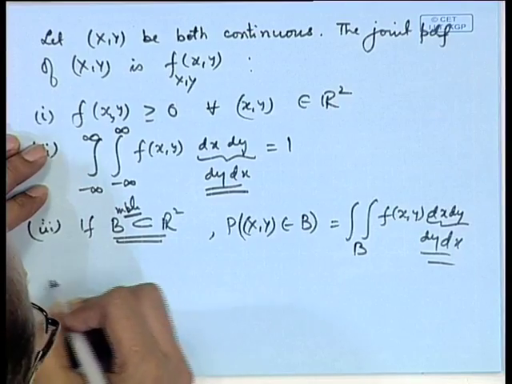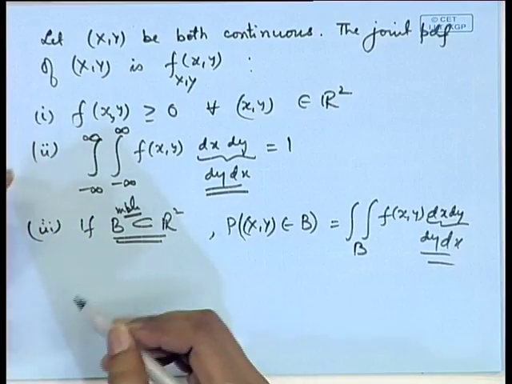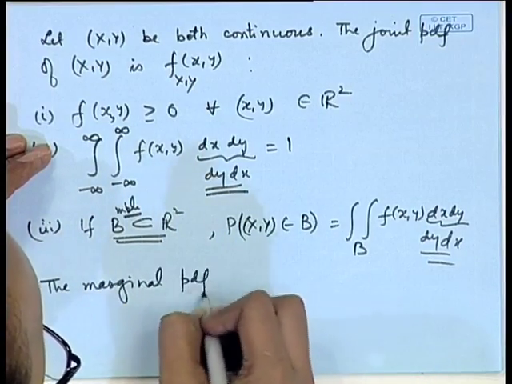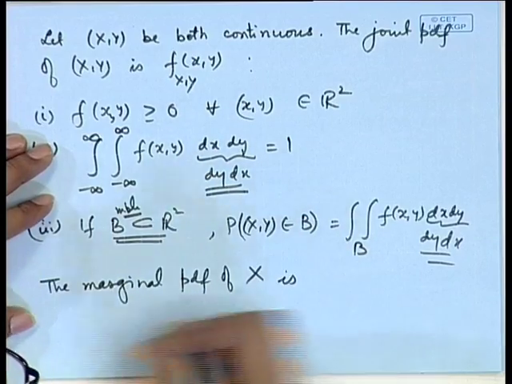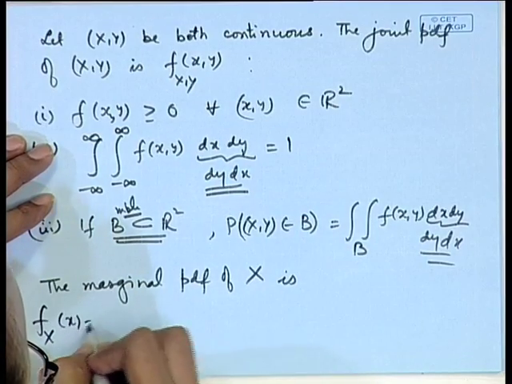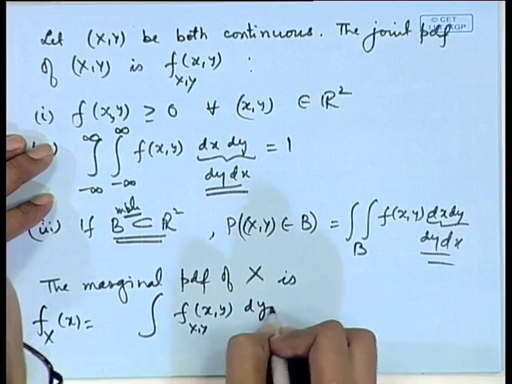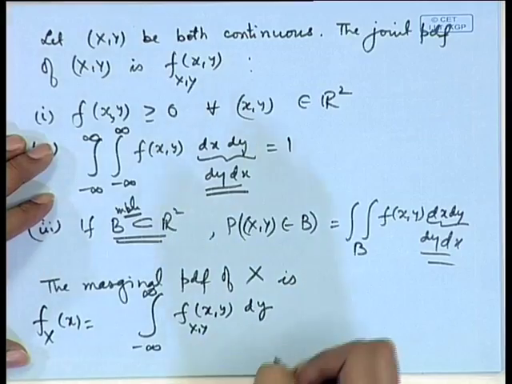Like in the case of the discrete random variable, one may talk about the marginal distributions of x and y. In the case of discrete, we summed over the other variable to get the marginal distribution of one variable. In the case of continuous random variable, we will have to integrate. So, the marginal distribution or marginal PDF of x, we will denote it by say f_X(x), is equal to the integral of f_XY with respect to y over the appropriate range.